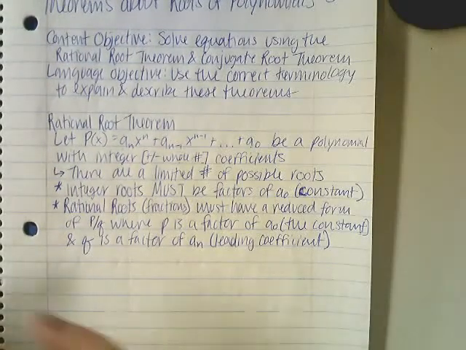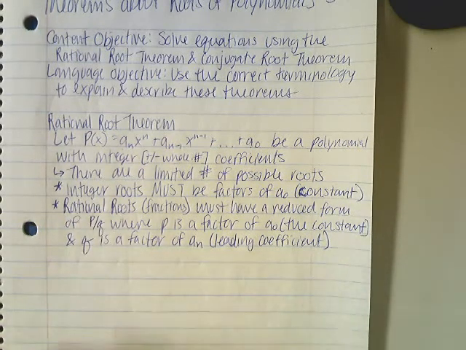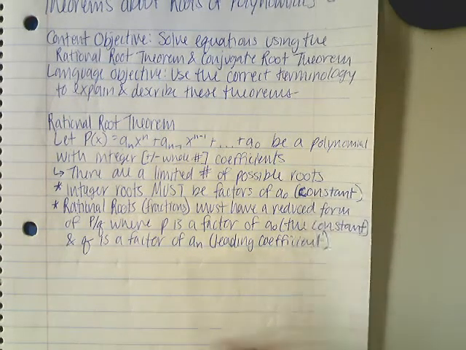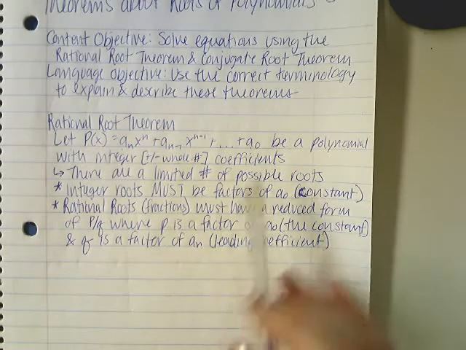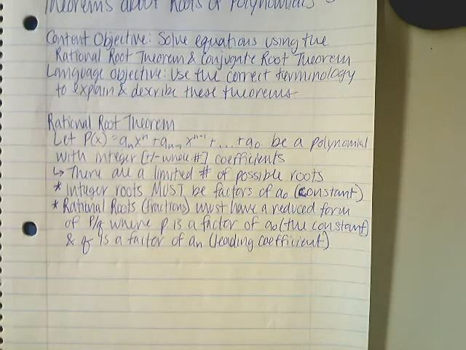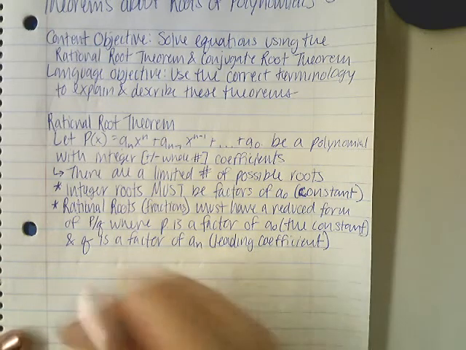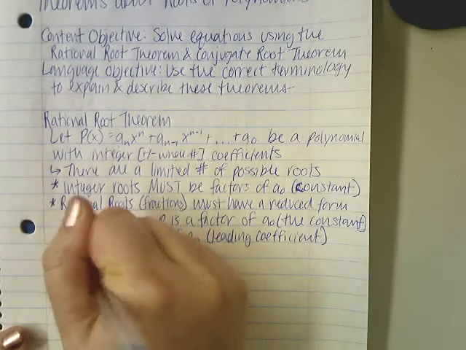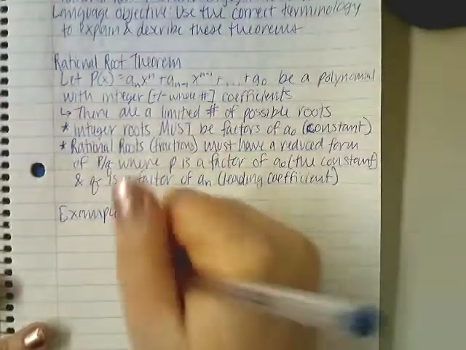To break this down again, because I know there's a lot of jargon in here: our rational roots, or numbers that can be written as fractions that are x-intercepts or solutions to a polynomial, must have a reduced form of p over q, where p is a factor of the constant and q is a factor of the leading coefficient. This means that we can make a list of possible roots for a polynomial in order to solve it. It limits us from infinite possibilities of roots into a finite number of possible roots, which is a big deal. We're going to do an example just to show how this can work, and then we'll do another example to actually use it to solve.